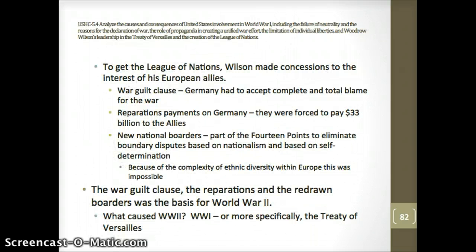That War Guilt Clause is really what's going to hurt Germany, and then those reparations are going to hurt Germany as well. Really, they're blaming Germany for the war when it wasn't Germany's fault. And so Germany's going to go through this massive economic crisis, massive inflation, which is going to lead directly to World War II. The Treaty of Versailles is the cause of World War II.